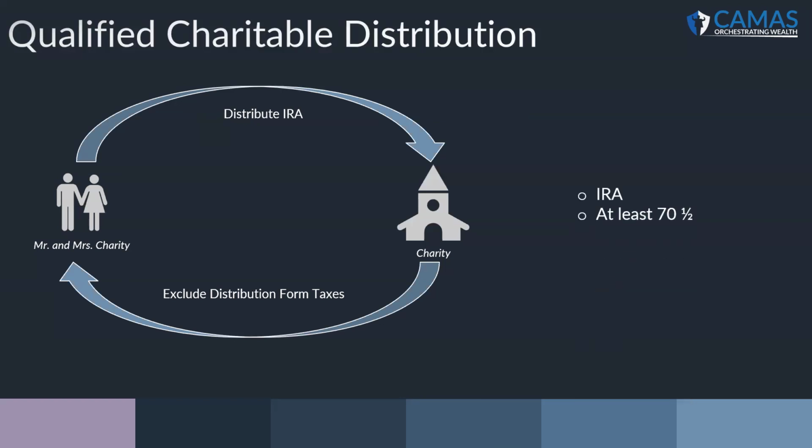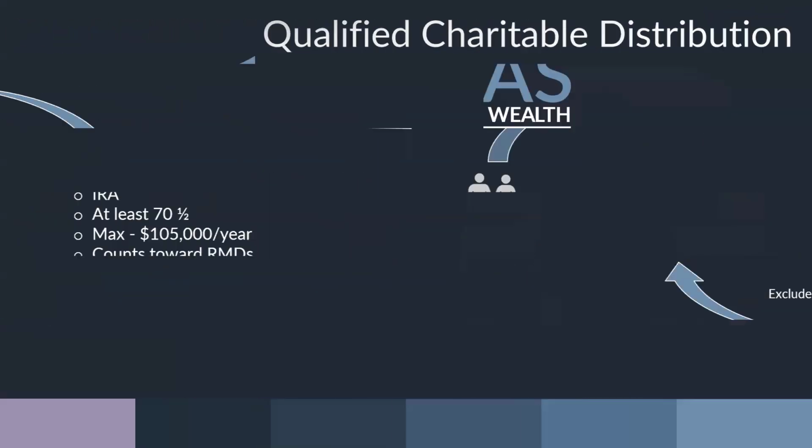So to do this, we're looking at the IRA. They have to be at least 70 and a half years old. The max they can do is 105,000 per person per year. So double that for spouses, they could do up to 210,000 per year. And this does count towards the required minimum distribution. So if you're working with clients that are at that point, they don't need the extra income or don't want the extra income, but the RMDs are forcing it out, this could be a good way for those individuals to pass that on to charity now, and it'll allow them to see what good that charity can do with their money. So it's just another option we want to look at.